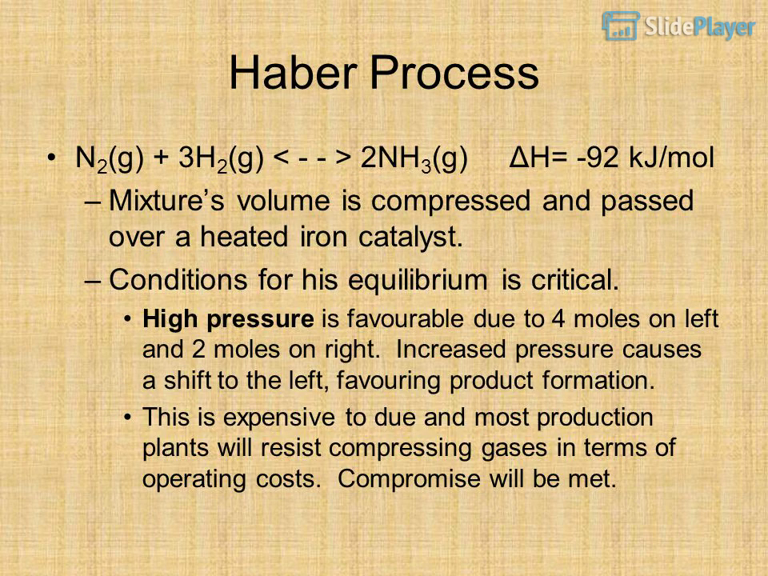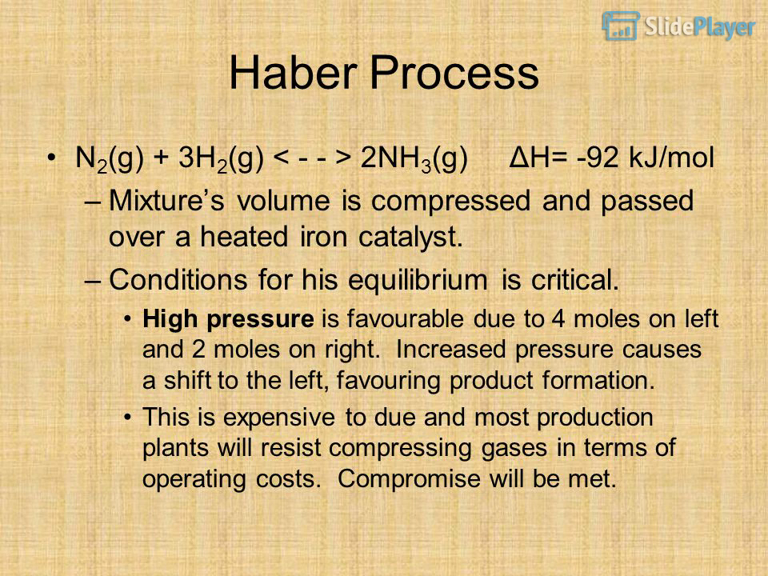Haber process: N2(g) + 3H2(g) ⇌ 2NH3(g), ΔH = -92 kJ/mol. The mixture is compressed and passed over a heated iron catalyst. Conditions for this equilibrium are critical. High pressure is favorable due to 4 moles on the left and 2 moles on the right. Increased pressure causes a shift to the right, favoring product formation.